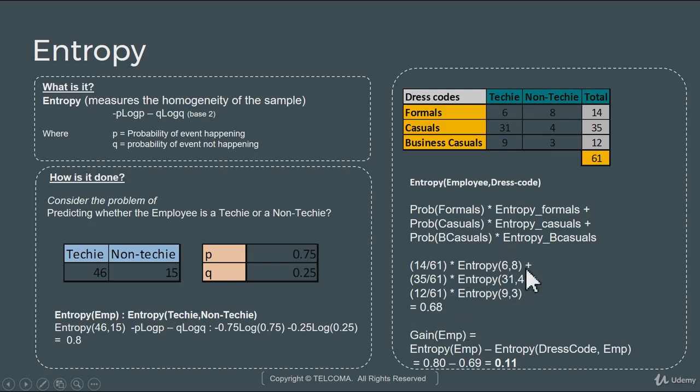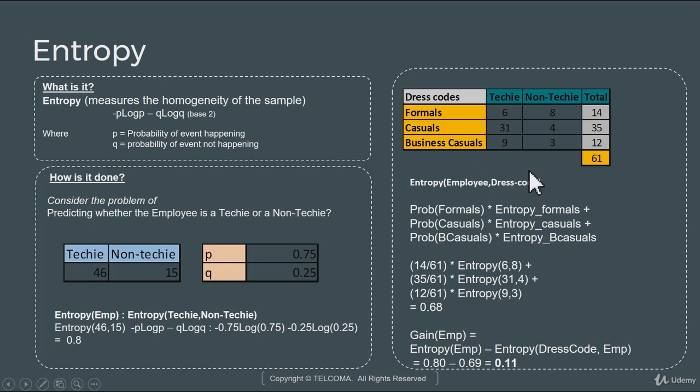Now the way you expand this, that is entropy of 6 by 8, is the same way you did this for employee levels, techie and non-techie. So you do minus P log P minus Q log Q, and you find the value over here, and you multiply it by the probability of formals. Add up all of them, you get 0.68. Now information gain would be entropy of employee minus entropy of dress code versus employee, and you get the number 0.11. So we say 0.11 is the information gain of the variable dress code against employee.